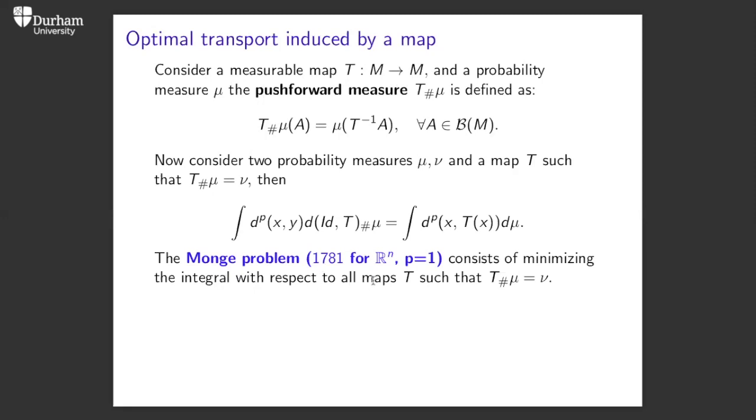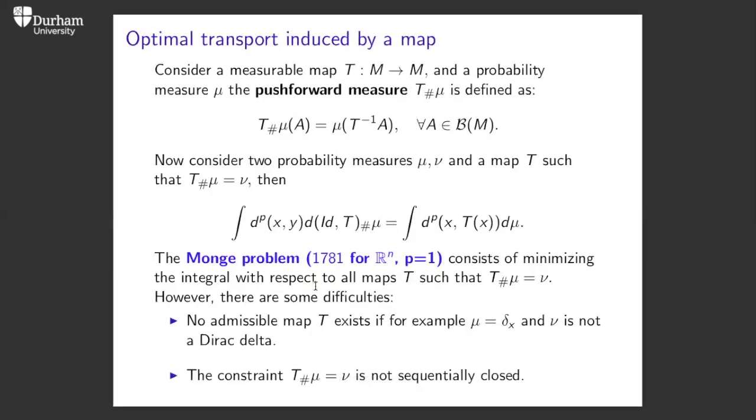And we are looking now to minimize with respect to all maps that push forward the measure mu to nu. That is, we are not splitting mass in this case. So it is much more restrictive.